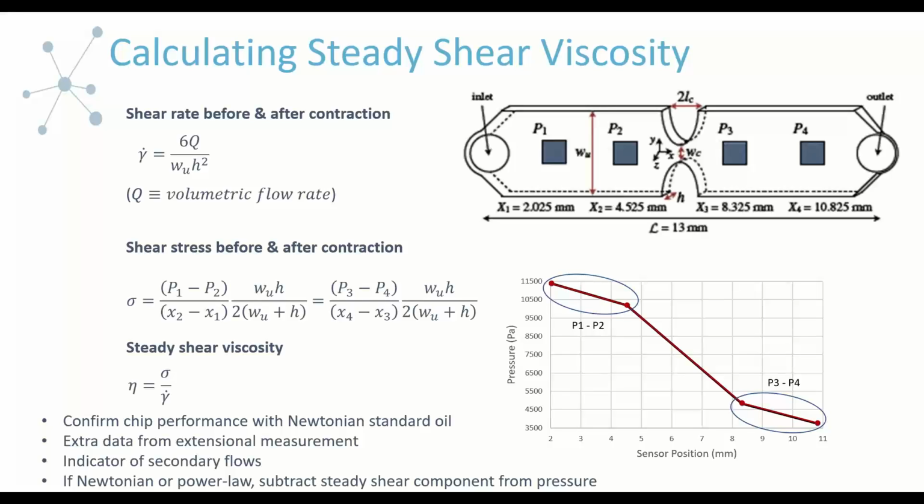And then also, if you are able to extract this data and you find that you have a Newtonian or power law fluid, then you can actually use this information to subtract off the steady shear component of the pressure drop in the center zone, and then that gives you more of a true extensional viscosity, not a mixed parameter.